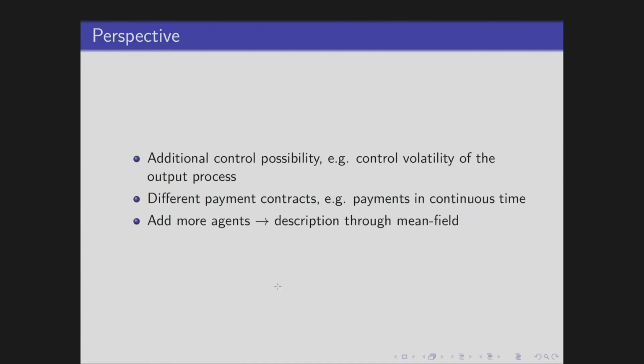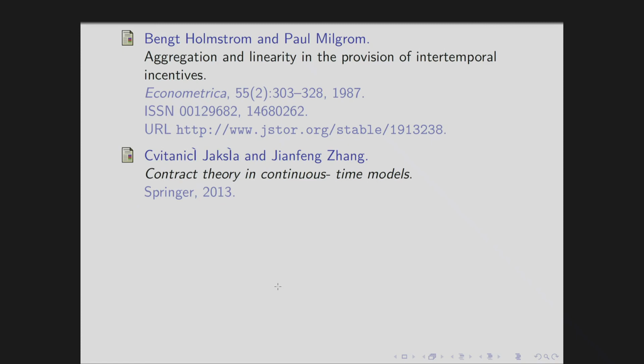Yeah, maybe in the last minute I will also talk about where we can additionally go after the whole thing. We can add more control possibilities and more general cost processes. We can also consider different payment contracts. We don't have to pay the agent at the end, but we can also pay him all the time. And also we could add more agents, and then it could be tackled with statistical physics tools to analyze this problem.